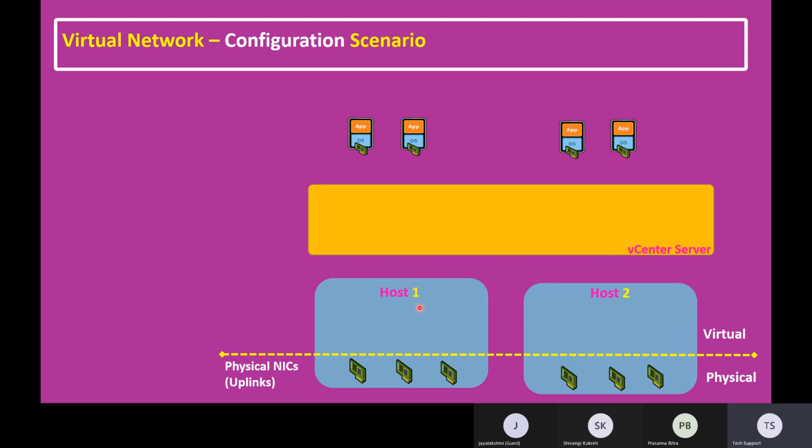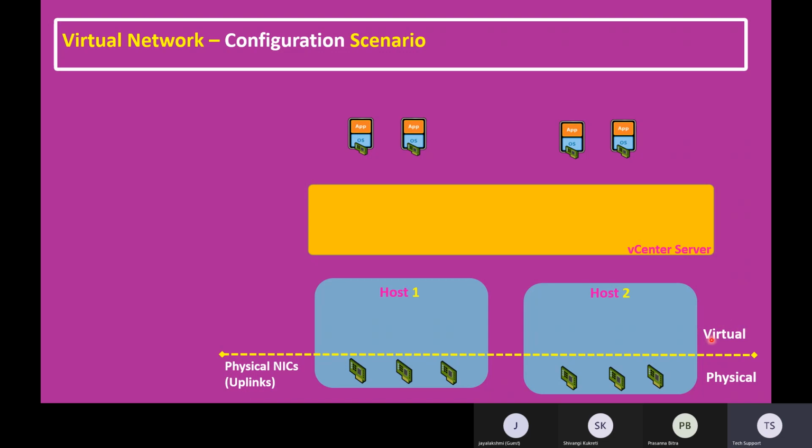So in this diagram, I took two ESXi hosts, host 1 and host 2. ESXi host 1 has three physical NICs, and host 2 also has three physical NICs. When we have three physical NICs, we call it the physical environment, and in our virtualization environment, the physical NICs are also called uplinks. Okay, the terminology is uplink.